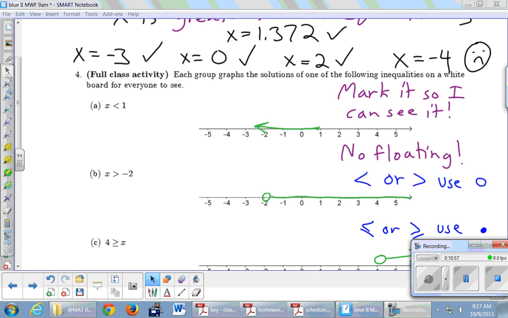Got these? All right, so part A. This says, is that a greater than symbol or a less than symbol? That's a less than symbol. X is less than 1. Have we shaded in the numbers here where X is less than 1?